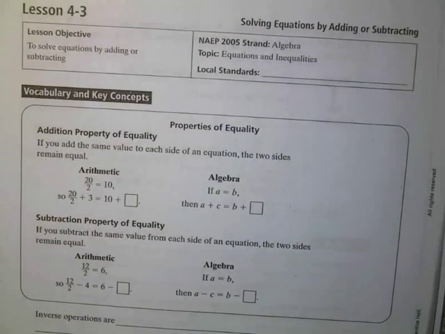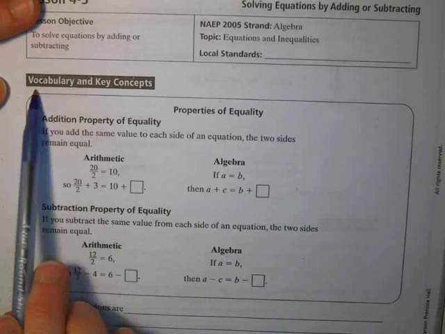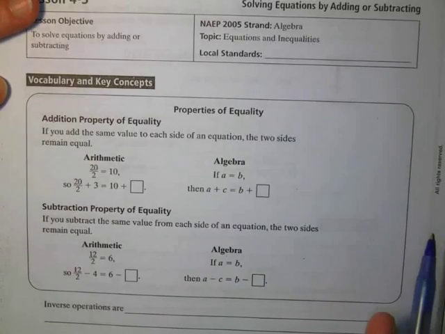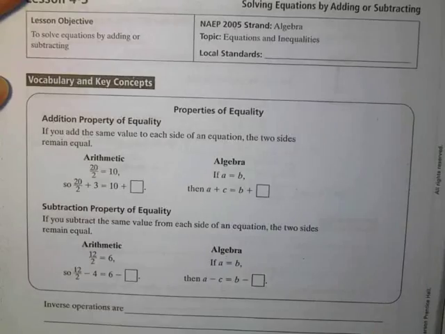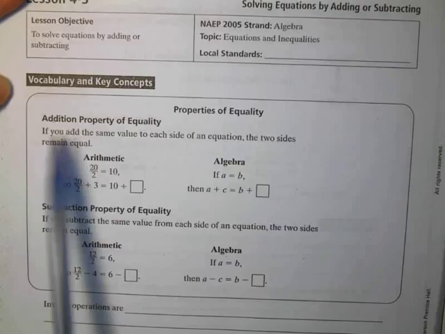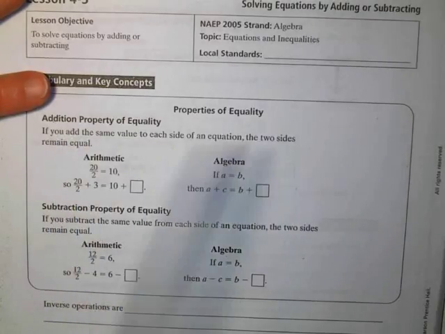This section is solving equations by adding or subtracting, and that's basically what we're going to focus on. We have some vocabulary and key concepts here that we want to use. We had actually talked about these a little bit in the previous sections without truly giving them the label. So, first of all, addition property of equality. If you add the same value to each side of an equation, the two sides remain equal.